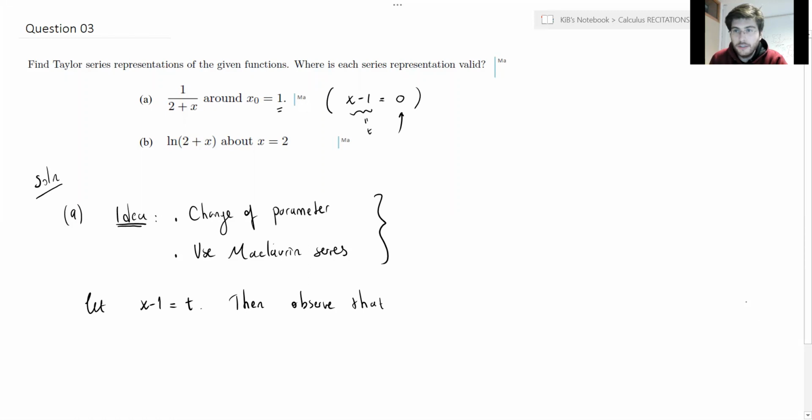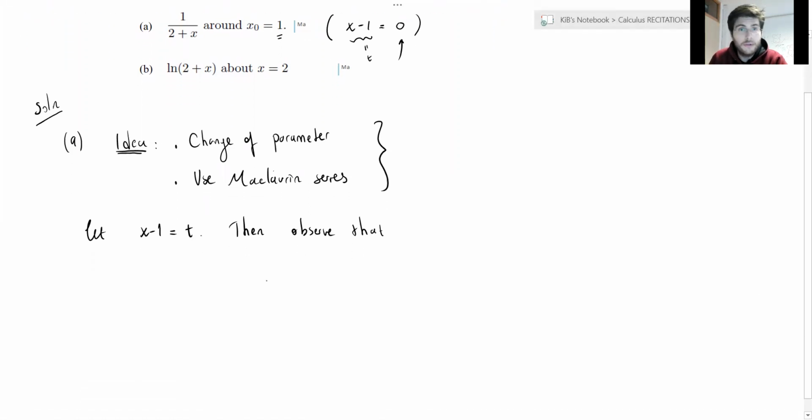we use the change of parameter for the given function. So actually, we have 1 over 2 plus x, but this can be rewritten as 1 over 3 plus x minus 1, right? Therefore, this is just 1 over 3 plus t in our new coordinate system. But let us manipulate it one more step. If you take out the parenthesis of 1 over 3, we have something like this, right? So can you follow?